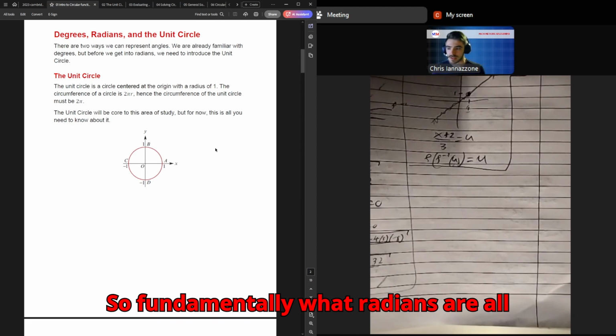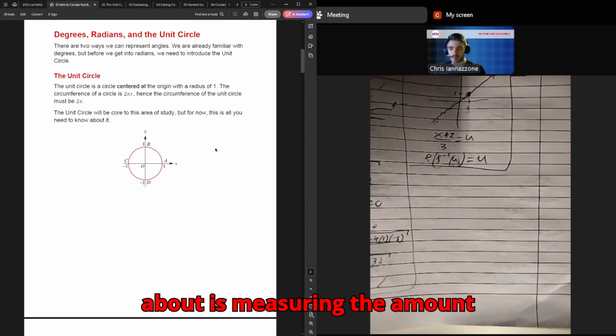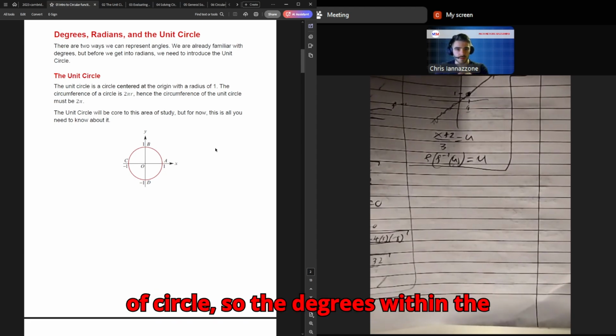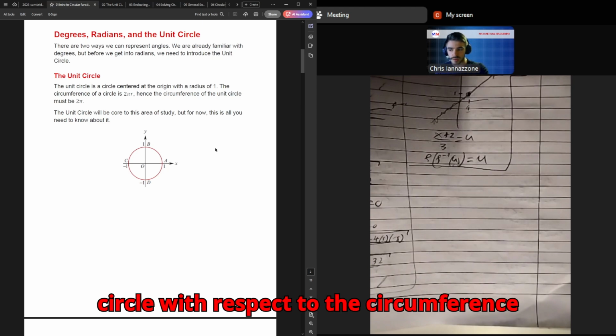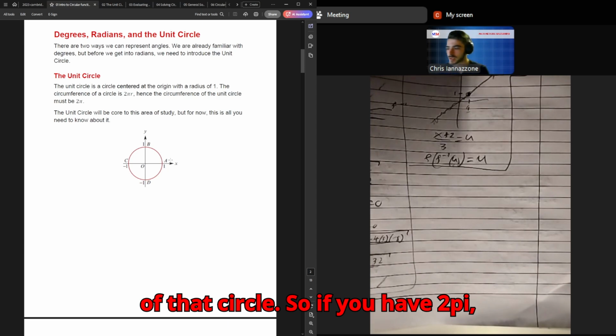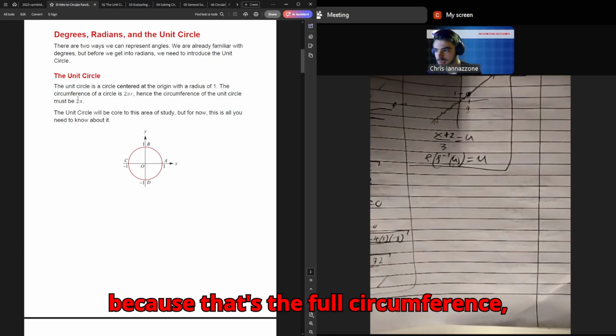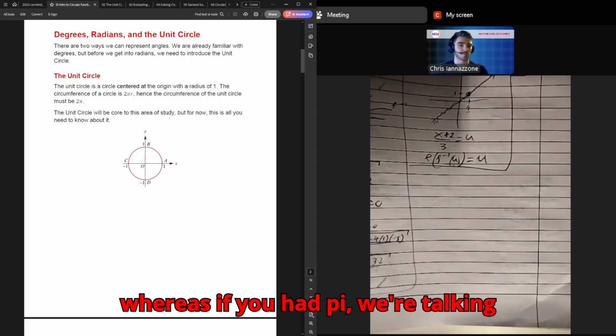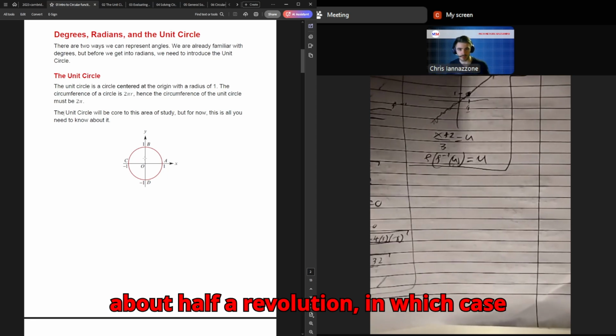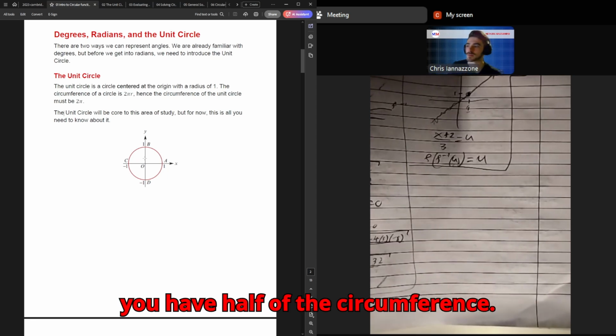So fundamentally what radians are all about is measuring the amount of circle, so the degrees within the circle, with respect to the circumference of that circle. So if you have 2 pi, you're talking about a full revolution, because that's the full circumference, whereas if you had pi, we're talking about half a revolution, in which case you have half of the circumference.